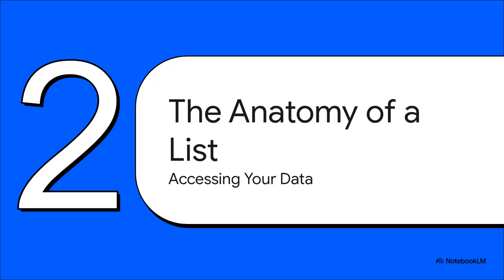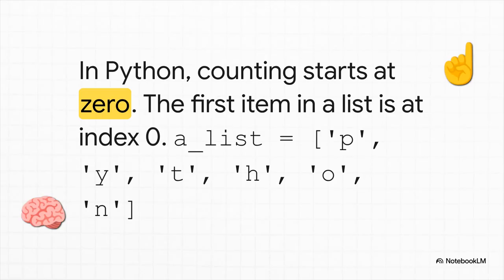All right, so we know what a list is, but how do we actually get stuff out of it? That's what this next part is all about. Accessing the exact piece of data you need right when you need it. Now, here is probably the single most important rule you need to burn into your brain about lists in Python, and, well, a lot of other languages too.